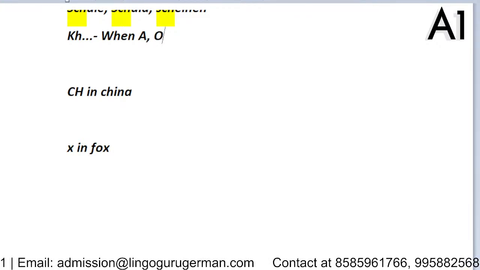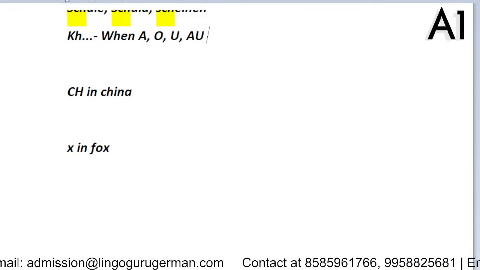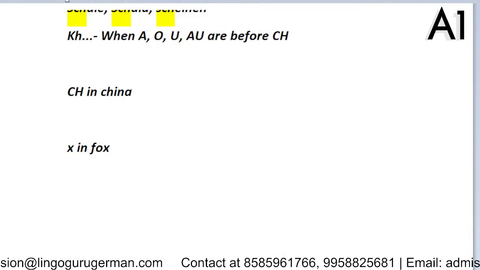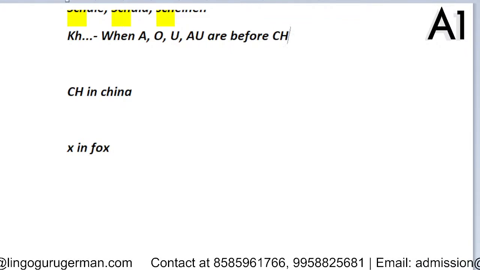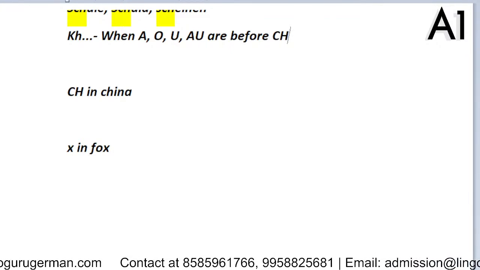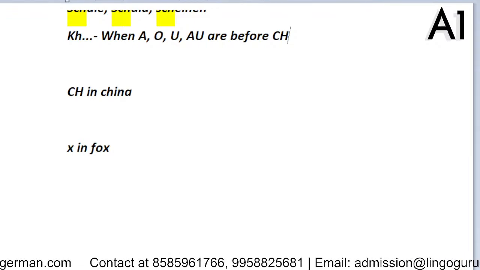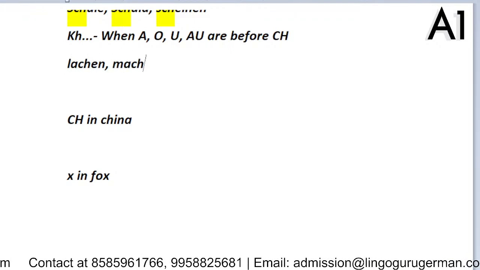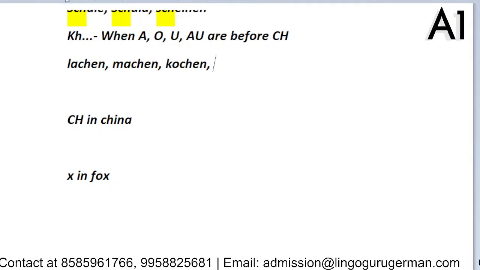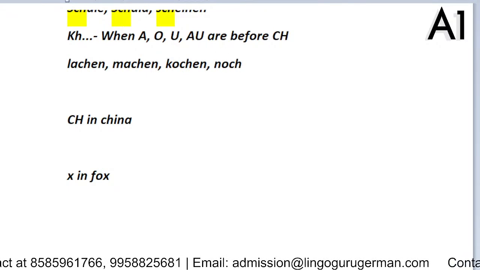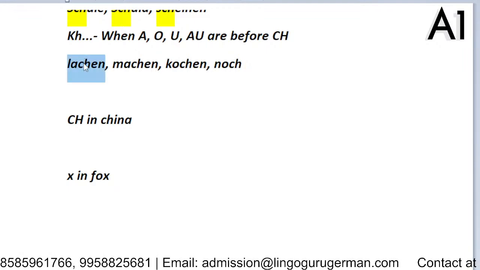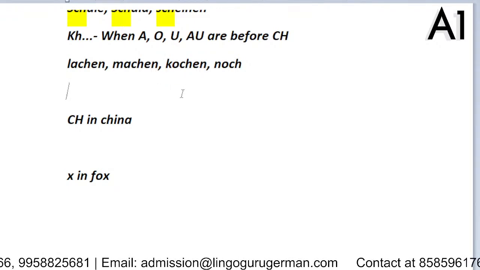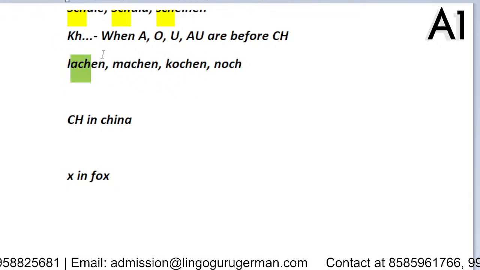Now, sound of CH as kh. When A, O, U or AU are before CH, it is going to make the sound of kh, as in lachen, machen, kochen, knock. No exceptions.